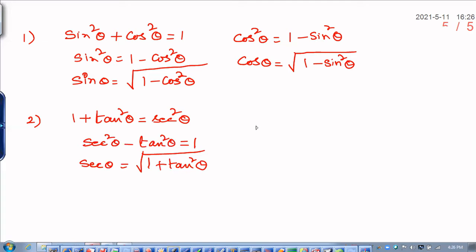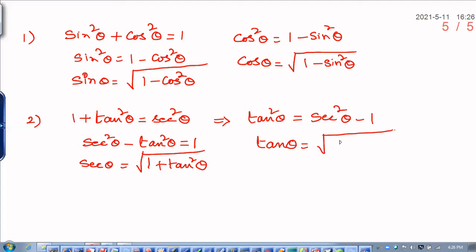Similarly, in terms of tan theta, we can simplify this further as tan square theta is equal to, transposing 1 to the RHS, secant square theta minus 1. And further, at last we can write it as tan theta is equal to under root of secant square theta minus 1.